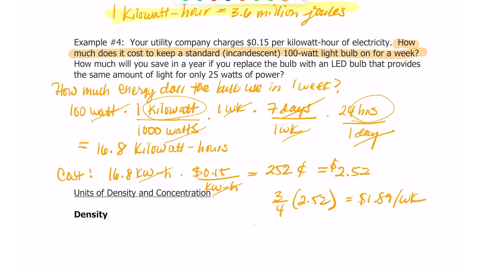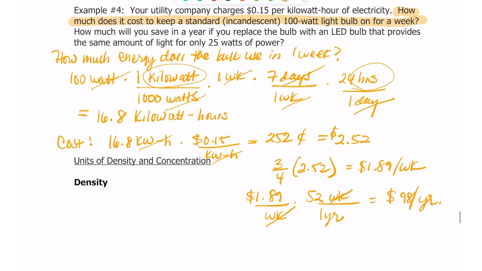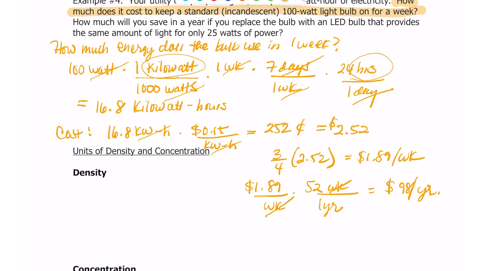So we figure in a year you're going to save about 52 times that, since there's 52 weeks in a year. So how much are you saving? Well, it's $1.89 a week, and we know that there's 52 weeks in 1 year. So the weeks are going to cancel, and $1.89 times 52 is about $98 per year. So if left on the entire time, which we know would not be the case, right, the more efficient bulb would save almost $100 per year.